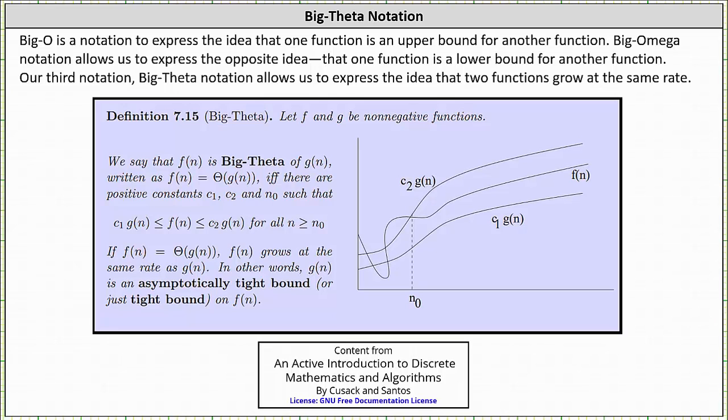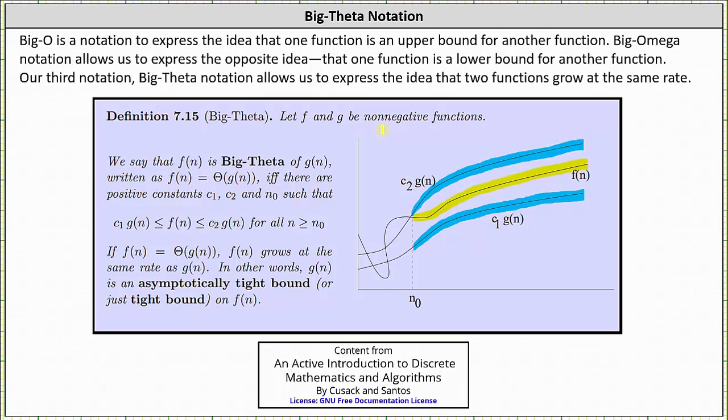Before we look at the formal definition, let's assume we have a function f of n, this function here in the middle, where for n greater than or equal to n sub 0, c sub 1 times g of n is less than or equal to f of n, and c sub 2 times g of n is greater than or equal to f of n. Notice we can say that f of n is bounded below by c sub 1 times g of n, and bounded above by c sub 2 times g of n. And now let's define Big-Theta notation.